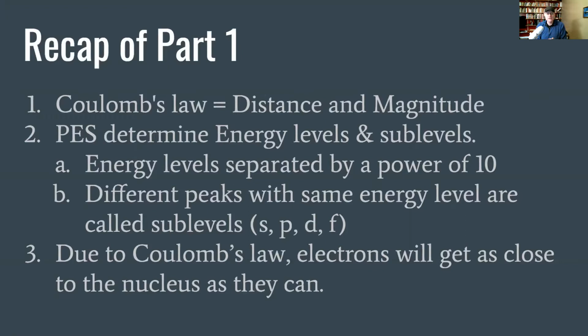And those sublevels have acronyms of S, P, D, and F. And we mostly have talked about the sharp peak and the principal peaks so far. Due to Coulomb's law, electrons will get as close to the nucleus as they can. If there's something else in the way or repelling them away, of course, they can't do that.